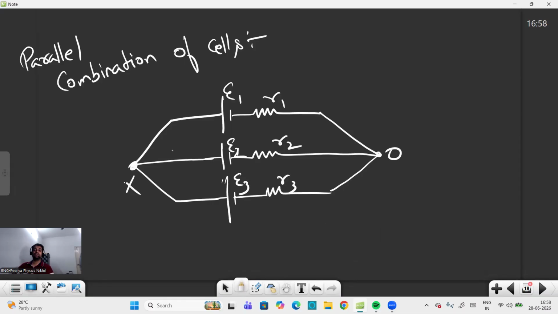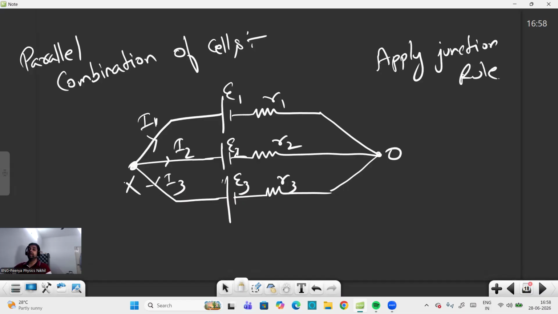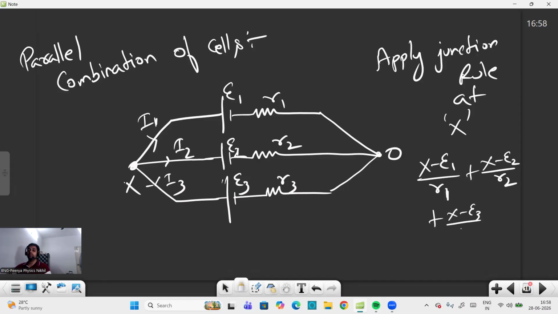So what happens with this? Let the total outgoing currents from this junction be I1, I2, and I3. Apply the junction rule at X. According to the junction rule, (X minus E1) divided by R1 plus (X minus E2) divided by R2 plus (X minus E3) divided by R3 equals 0. The sum of the total outgoing current equals 0.